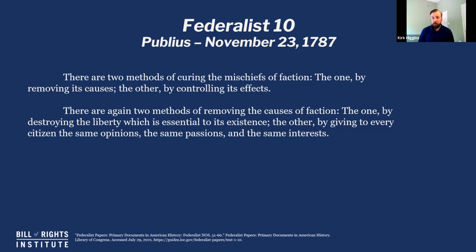And so talking about those causes, he says there are two methods of removing the causes of faction. The one by destroying the liberty which is essential to its existence, the other by giving to every citizen the same opinions, passions, and the same interests. So in other words, you can get rid of liberty because liberty, the freedom for us to make choices and to go about our daily lives, causes factions. We all become interested in our own things. Or you can force people into all thinking the exact same, having the same opinions, the same passions, the same interests, make us all sort of solely focused and interested in the same things.